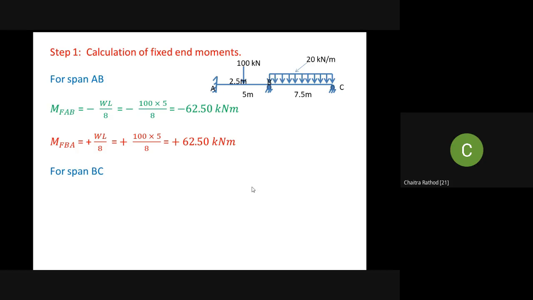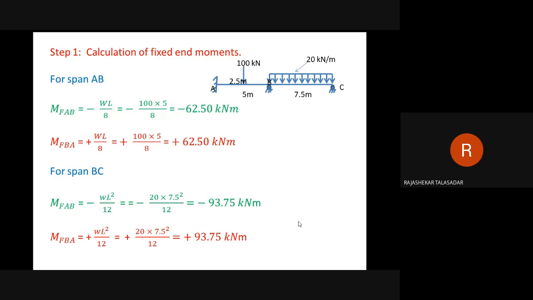Now next span is BC. Okay. Now you have to calculate MFBC. Sorry, this is BC. This should have been BC. It is not MFAB. It is MFBC. What is the MFBC? It is UDL. So it is minus WL square by 12, where W is intensity of the UDL. That is 20. L is 7.5. So if you simplify this, you are going to get here 93.75.